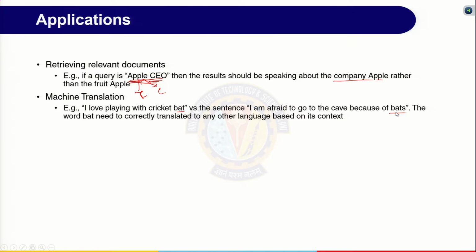So whenever we have a similar word used in different contexts, and if you want to convert into another language, we have to be careful that we should not convert the word bat just based on the word itself. We have to look at the context and then take the right meaning of this bat. Only then will we be able to translate into the language with accuracy.